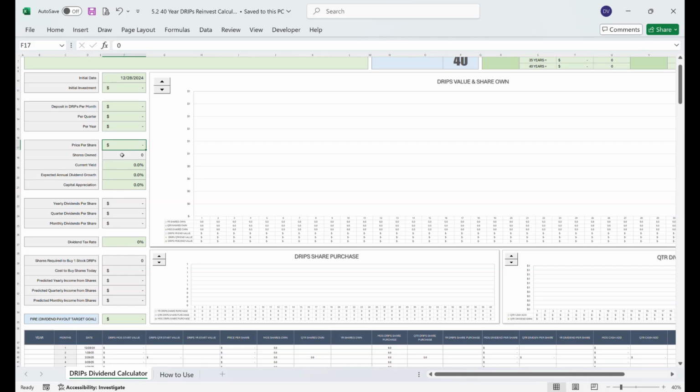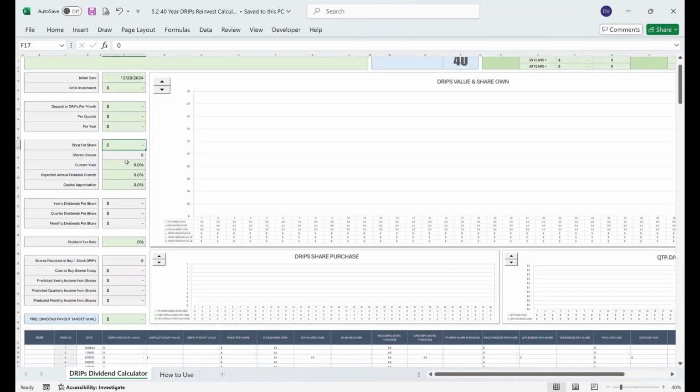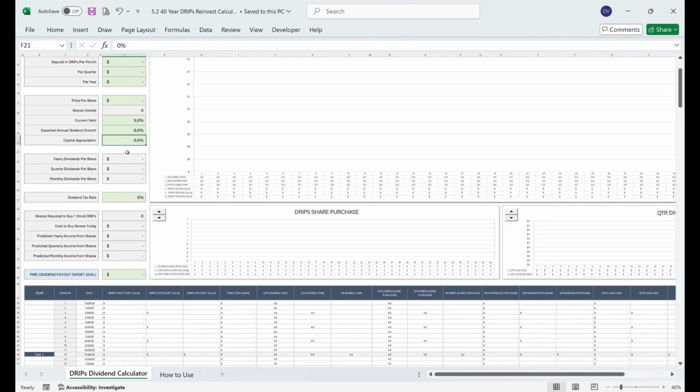Now once you get that completed, you can enter the price per share. You put in the price per share, and then your formula for shares owned is the initial investment divided by the price per share. That's how you calculate your shares owned. And your current yield, you have to enter or create your current yield. Current yield is pretty much the stock's, the ticker's yield, what it currently pays per year. And then you enter your expected annual dividend growth, because that will be calculated eventually for each year. And then your capital appreciation for each year.